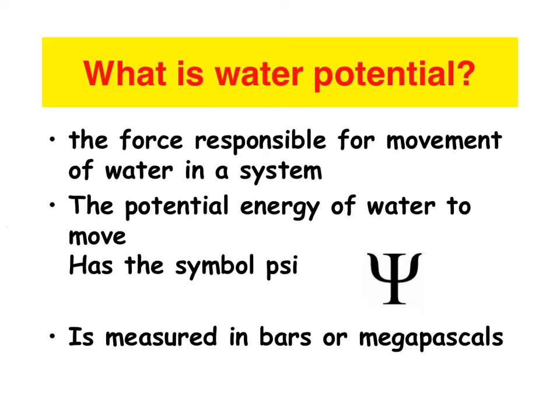The reason water always moves from where you have a lot of it to where you have a little bit is because of something called water potential. And water potential can be defined as many things, but the two main ways that I like to think about it is it's the force responsible for the movement of water in the system, and it's also the potential energy that water has to move. Okay, so the energy available for movement. That's the main reason why water is moving from high to low.